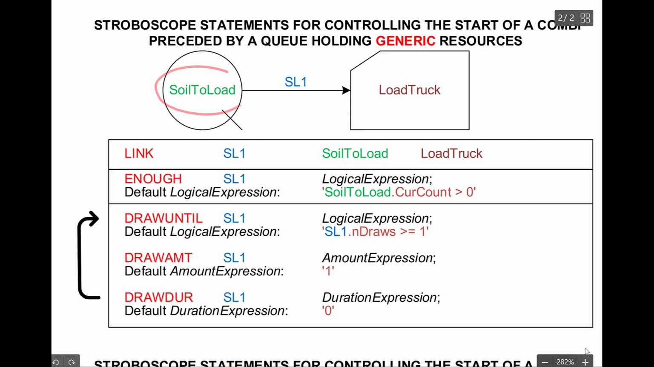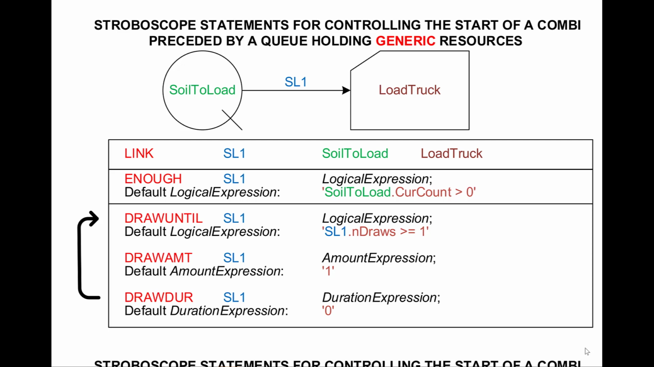The preceding queue is called soil to load and contains resources of type soil, and the link that connects them is called SL1. The definition of the link is done with the link statement, which gives the link a name and has the predecessor node, in this case soil to load, and the successor node, which in this case is load truck.